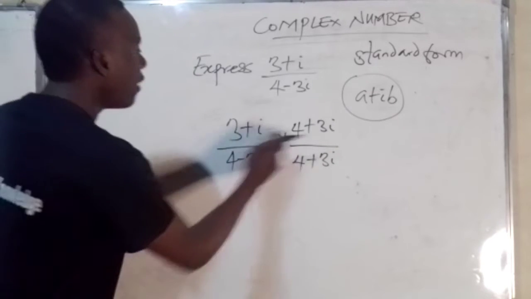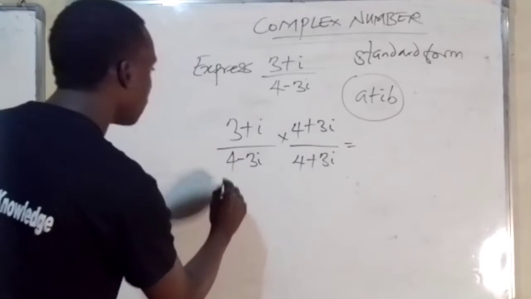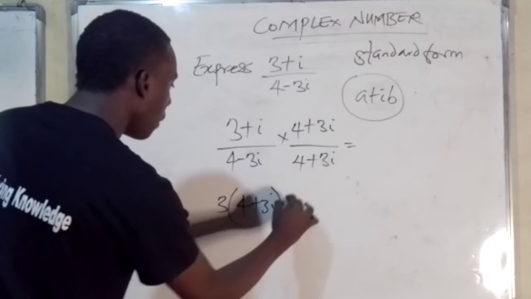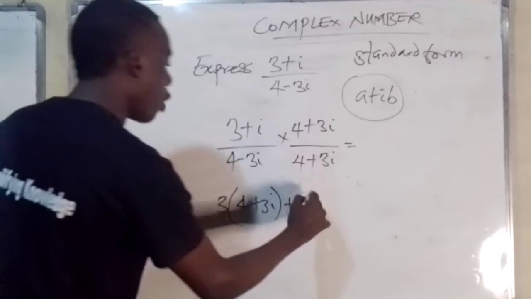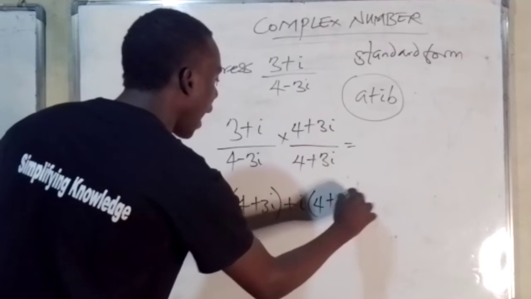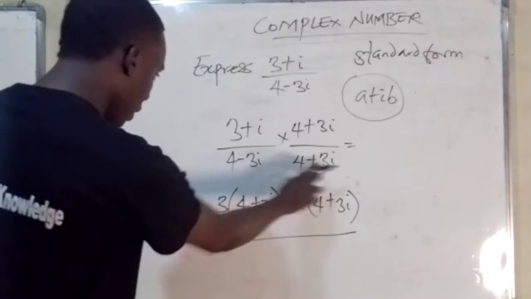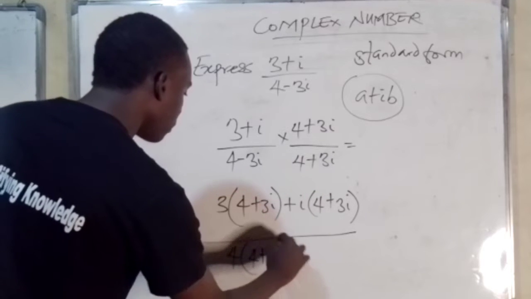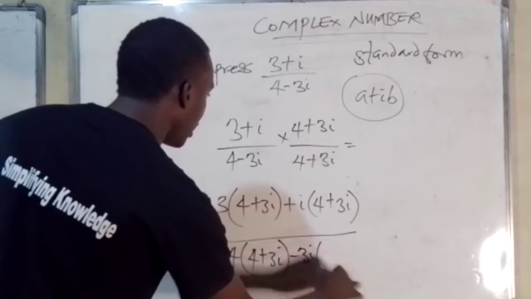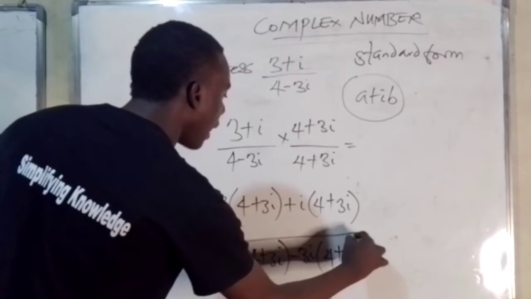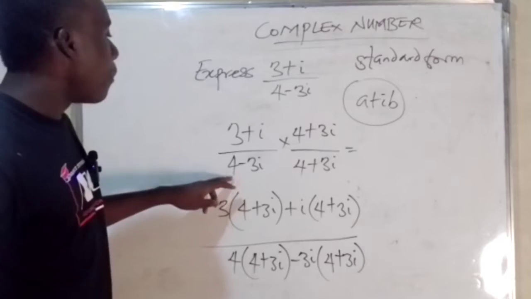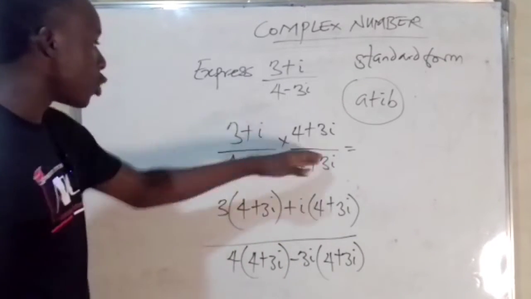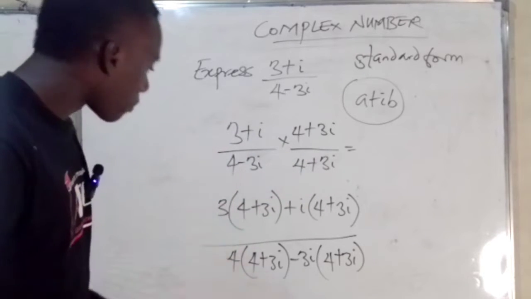So let's get going. If I expand this, I'll have 3 into (4 + 3i) plus i into (4 + 3i), over 4 into (4 + 3i) minus 3i into (4 + 3i). What I'm simply doing is what we call expansion. I'm multiplying each of the terms by their individual correspondence.